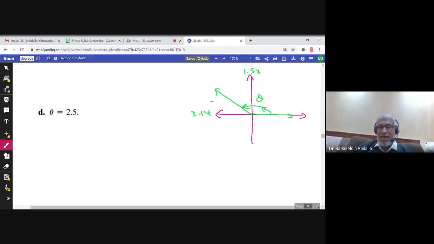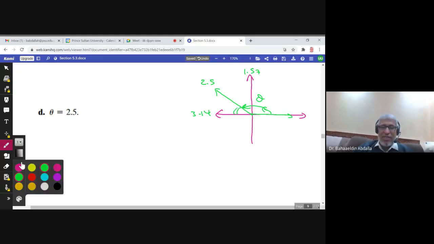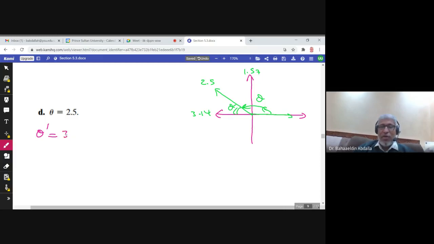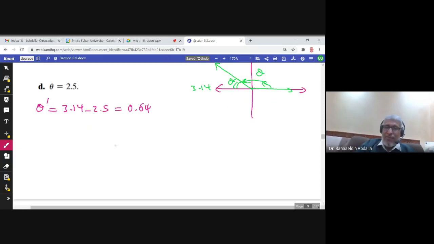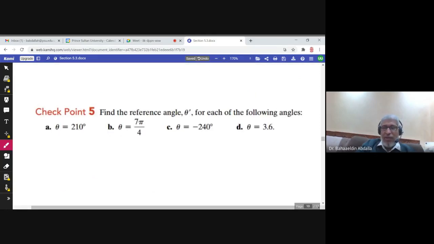So this is the angle theta, and it is 2.5 radian. Now, where is the reference angle? It is this angle. So this angle is the reference angle, theta prime. And by definition, theta prime is 3.14 minus 2.5. So the angle would be, or you can say pi minus 2.5 if you need the exact answer, or it is 0.64 radian. This is the reference angle of 2.5.